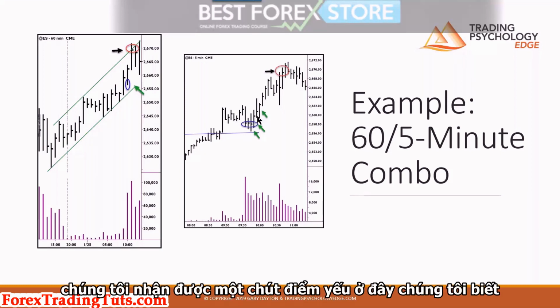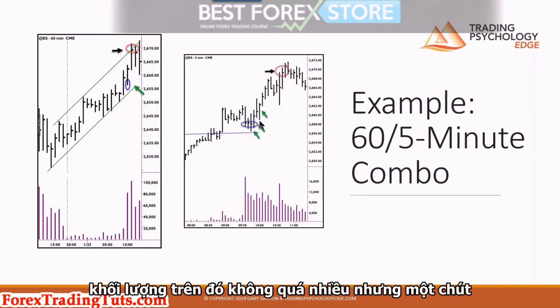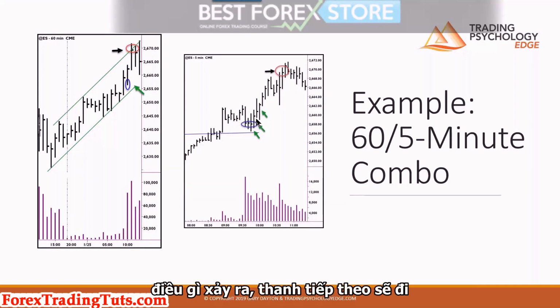Then we get a little weakness here. We know that because the market went up and then closes on the low. You get a little bit of volume on that. Not too much, but a little bit. So what happens? The next bar goes underneath the low of this bar right here, rallies up and closes firm. It says that that weakness isn't significant. Don't worry about it, Mr. or Mrs. Trader. And so there again is another spot to either go long or now to add on to your position.